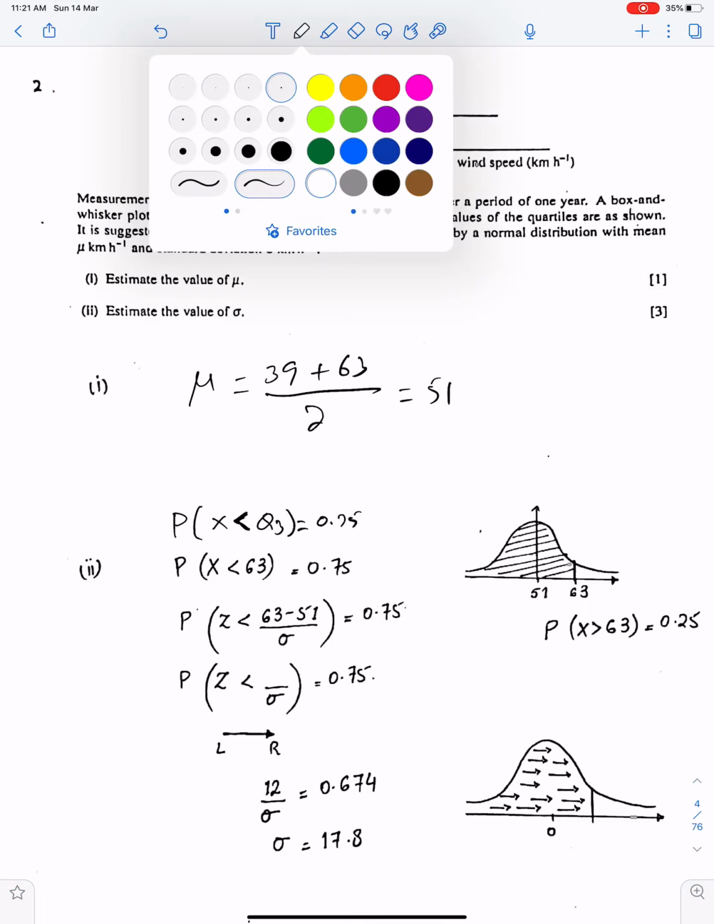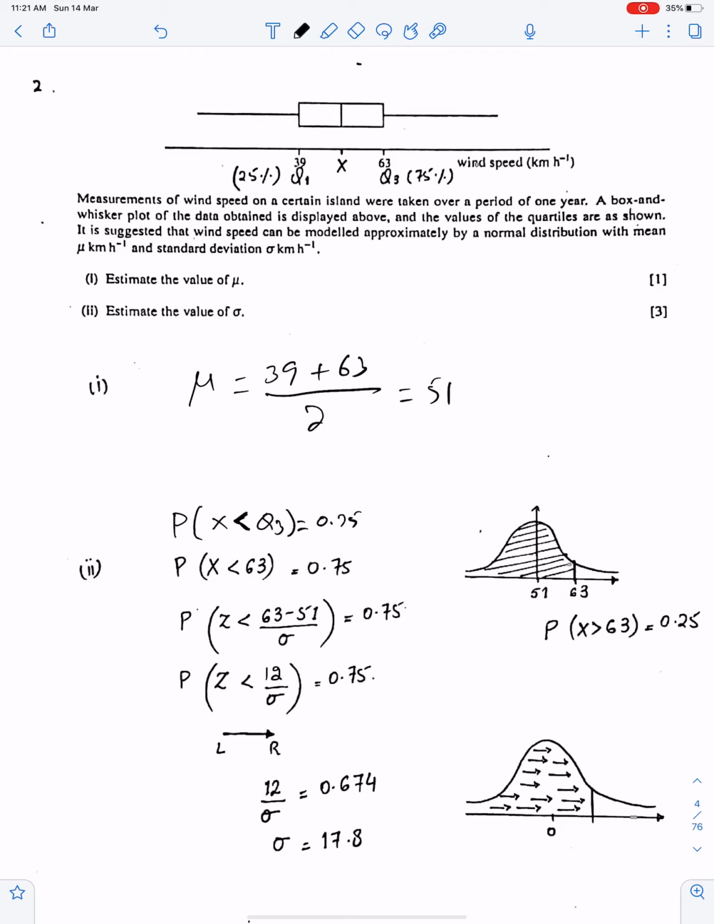This number is 12 upon sigma, and your sigma is 17.8 up to 3 significant figures. You all know how to shade this area. Since we have lesser sign, you have to shade from lower tail towards the upper tail. So your unknown is here, 12 upon sigma is here, and you are getting this value from your calculator or table. So when you will solve this equation, you will easily get this sigma. This is the inverse normal.